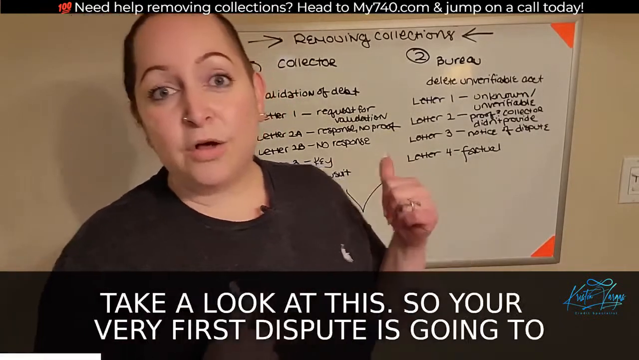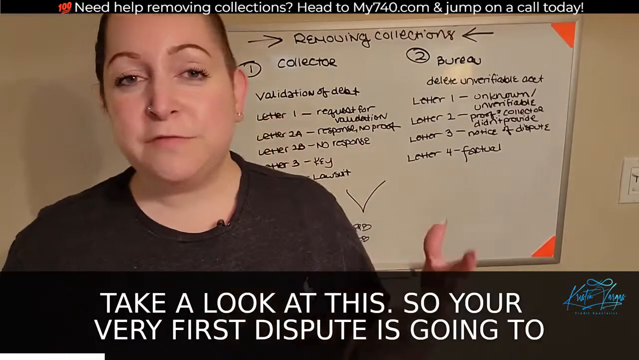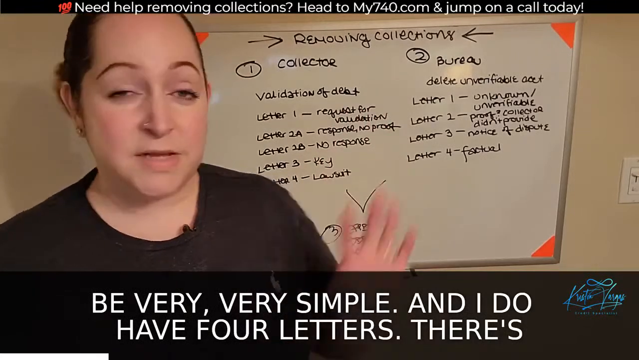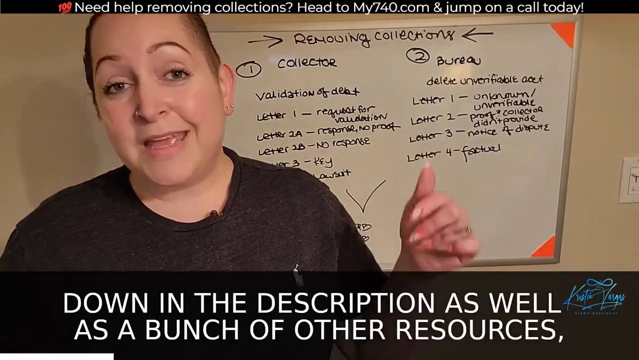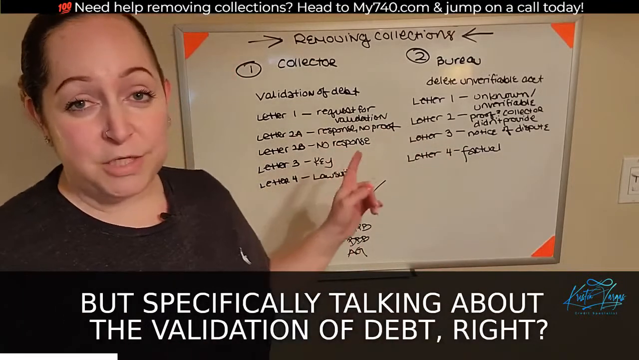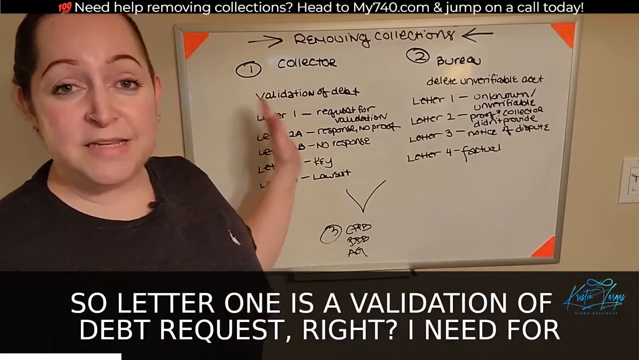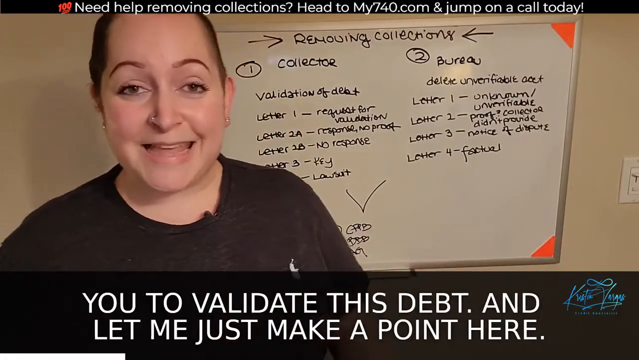So let's take a look at this. Your very first dispute is going to be very, very simple. And I do have 4 letters, there's actually 8, 4 here and 4 here. You can access them down in the description, as well as a bunch of other resources, but specifically talking about the validation of debt, right? So letter 1 is a validation of debt request, right? I need for you to validate this debt.